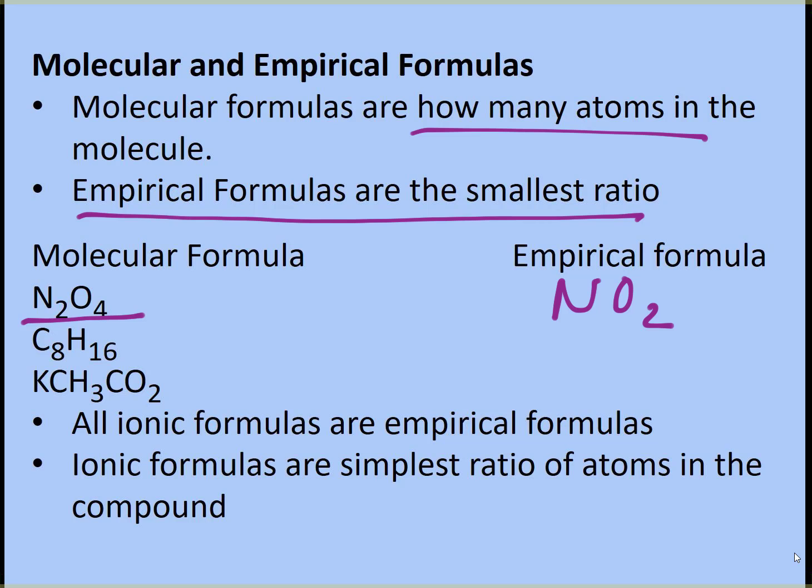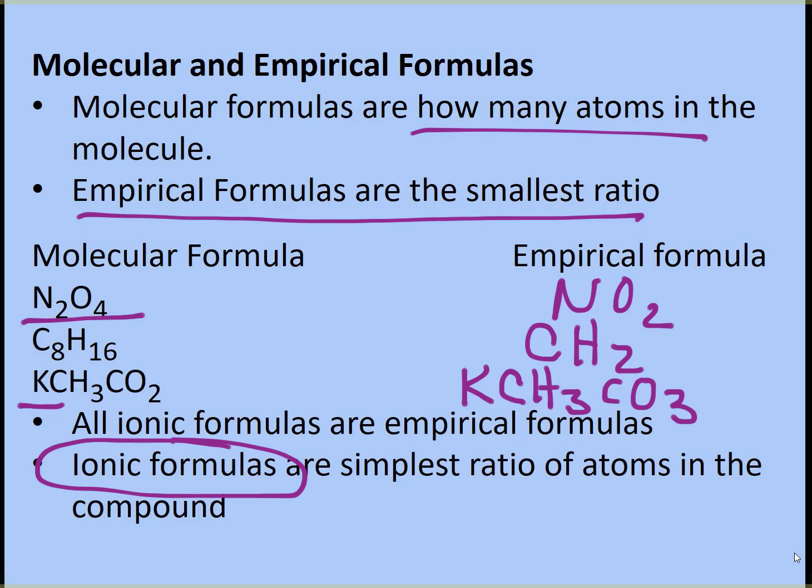C8H16, I can divide by 8, and I get CH2. Look at this one. What can I divide by? Because this is 1 to 1 to 3 to 1 to 2, I can't divide by anything. It's going to be the same. So sometimes the molecular formula and the empirical formula are the same. That is the case anytime you have an ionic salt. It will always have its empirical formula as its compound formula.